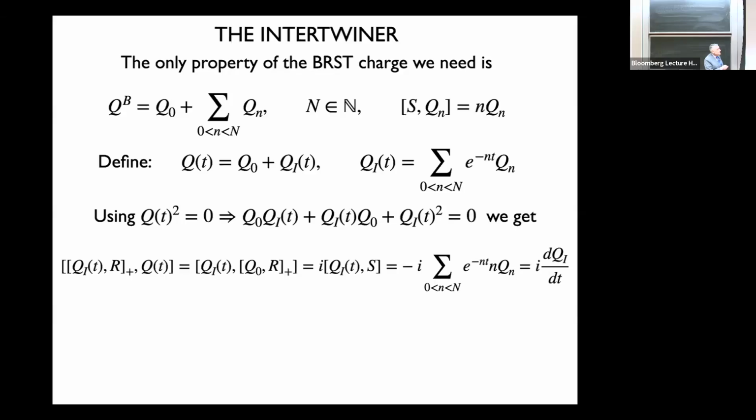If I decompose this Q, depending on the parameter t, into the free part, the constant part, and the rest, I have that Q0 Qi plus Qi Q0 plus Qi square is equal to 0. Is this because all the anti-commutators have to vanish independently in all the sectors with fixed S charge? With these X charges.